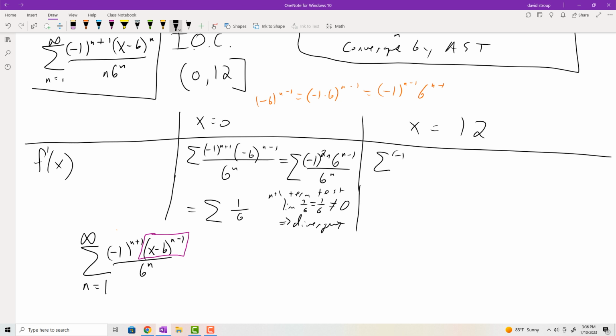So I get the sum -1 to the n plus 1 times 6 to the n minus 1 all over 6 to the n.